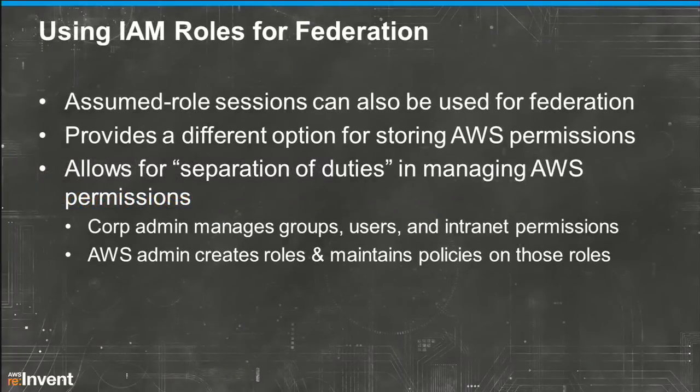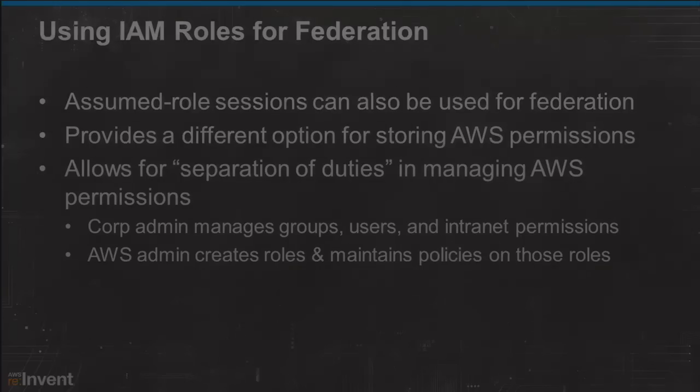Okay, so that was using Get Federation Token for Federation. You can also use IAM roles for Federation, and that was actually the first demonstration that we looked at, using IAM roles. And so it's a very similar concept because at the end of the day, you're getting temporary security credentials. It's just via a different API. But one of the differences here is it provides a different option for storing those AWS permissions.